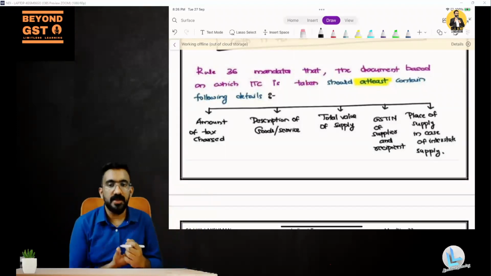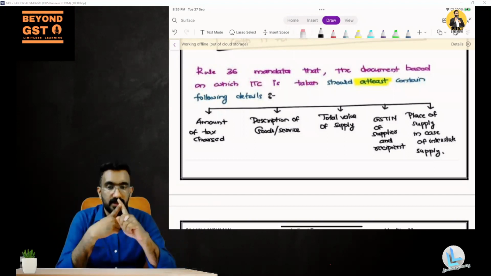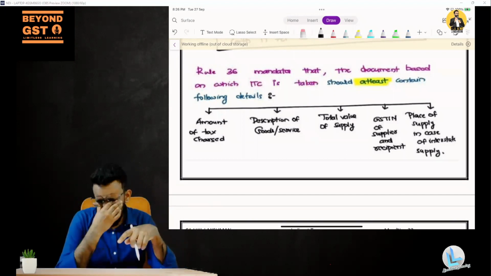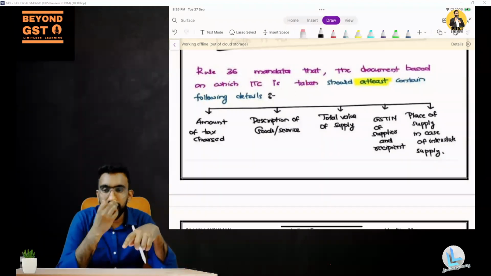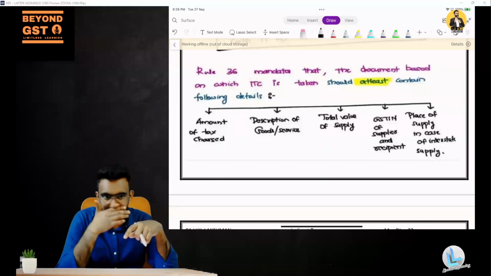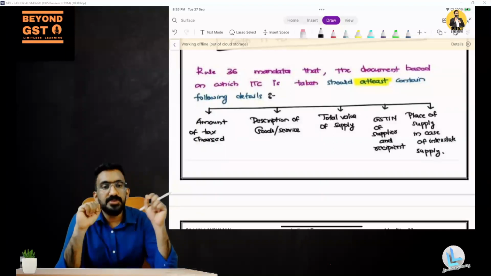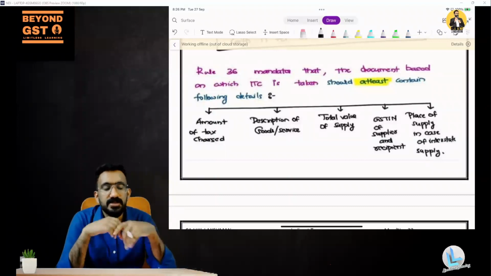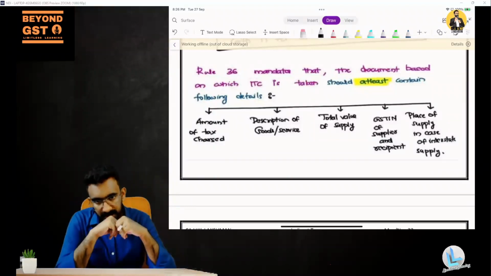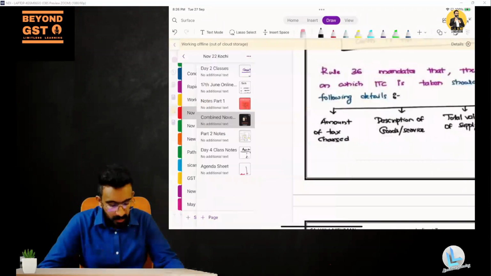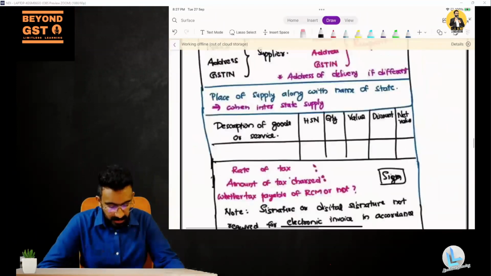What are these 5 items? Tax charged, very important, because that is what you will take as ITC. What is the description of goods or service? That is required because there could be some block to credit that you can't allow. So what kind of goods are you purchasing? What is the value? And GST number of supplier and recipient is mandatory, and place of supply in case of interstate supply.